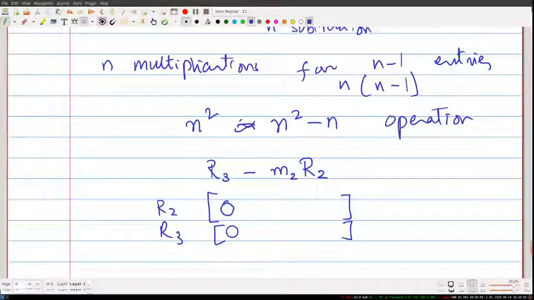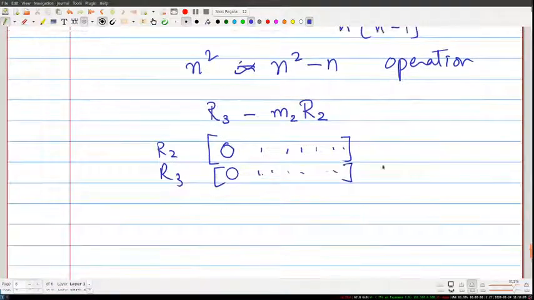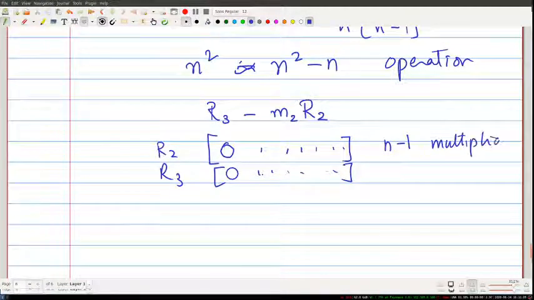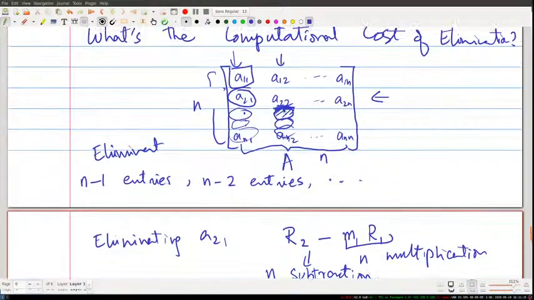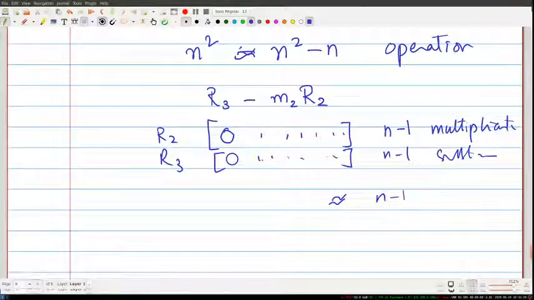And so the multiplications and the subtractions that are going to happen, in the previous one there were n multiplications and n subtractions. In this one, I will have n minus 1 multiplications and n minus 1 subtractions. So let's approximate that: I'm going to do this n minus 1 and do it for all of these n minus 2 entries, so I'll get something like n minus 1 squared operations, right?